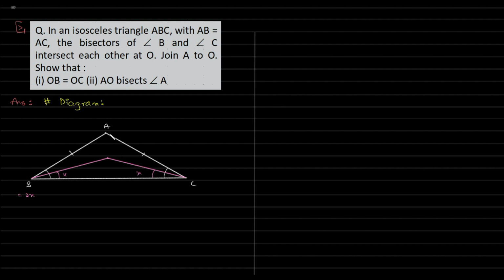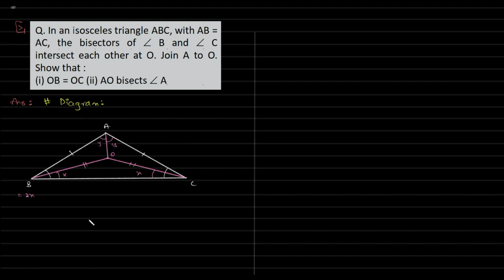So if this entire angle was 2x, this particular angle will be x, and this also will be x. And we are supposed to join AO. So by the way, this is O. Show that BO is equal to OC, and AO bisects angle A. That is, if this particular angle is y, then OAC will also be equal to y. So these are all the things that we need to handle.